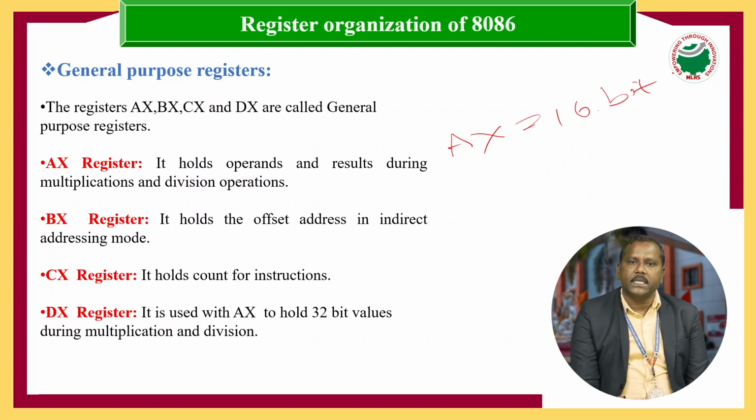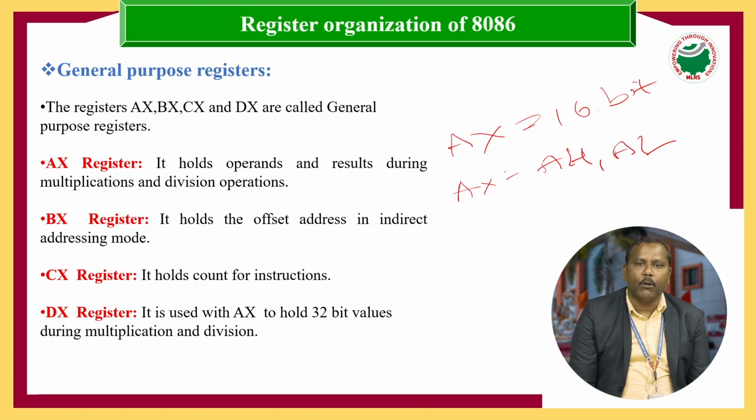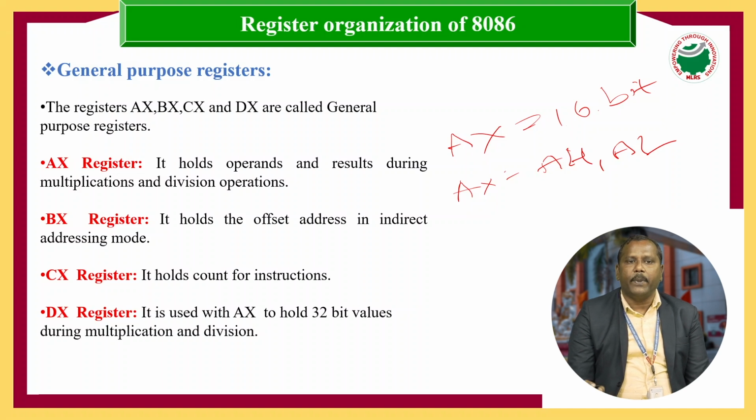AX is a 16-bit register and it contains two sub-registers, AH and AL. These are the two 8-bit registers. AH means higher 8-bit data. AL means lower 8-bit data. So AX contains 16-bit data, and the 16-bit data is divided into lower 8-bit data and higher 8-bit data.